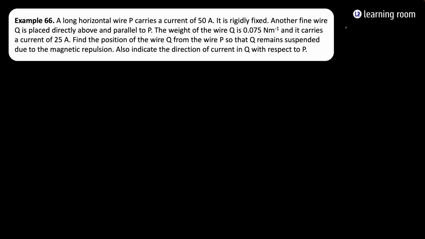A long horizontal wire P carries a current of 50 ampere. It is rigidly fixed. Another fine wire Q is placed directly above and parallel to P. Read this question and try to solve it. It is a combination of balancing the weight and force.